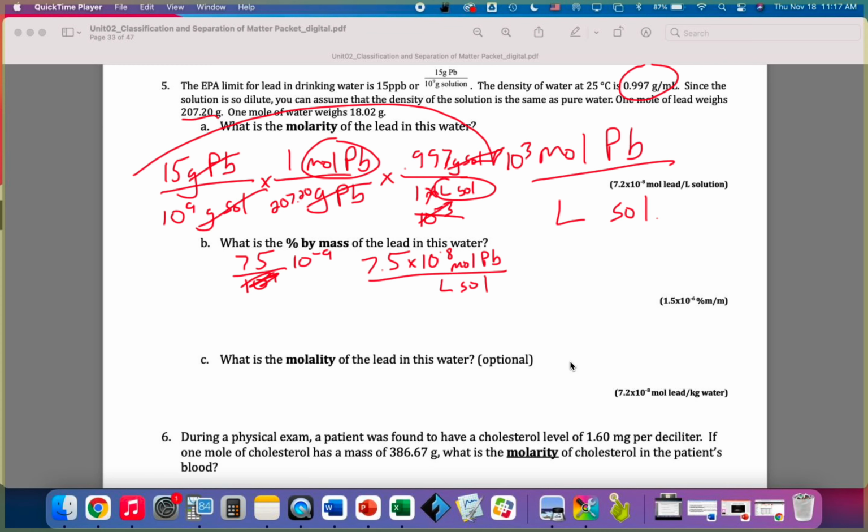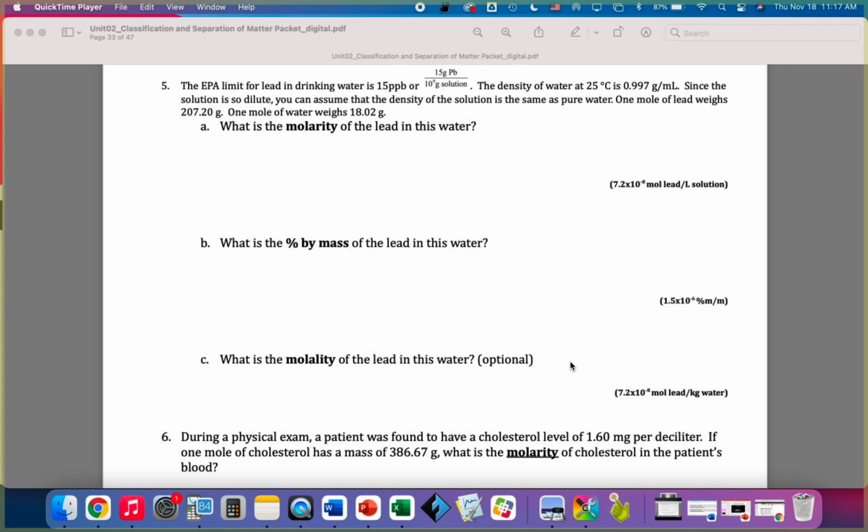All right, in the next problem, part B, it's a percent by mass problem, which is going to be pretty easy once we see why. Percent by mass is just parts over parts by mass. So the grams of lead divided by the grams total. And then we'll multiply by 100.